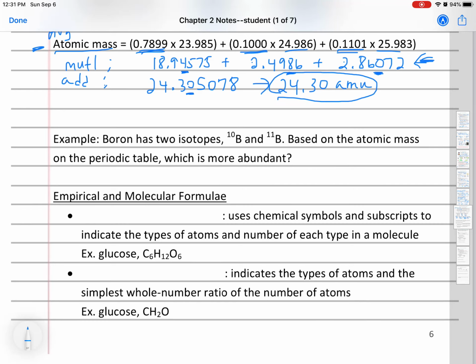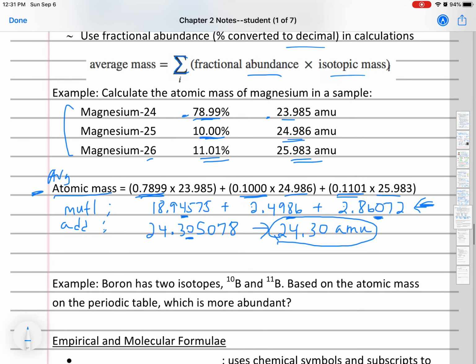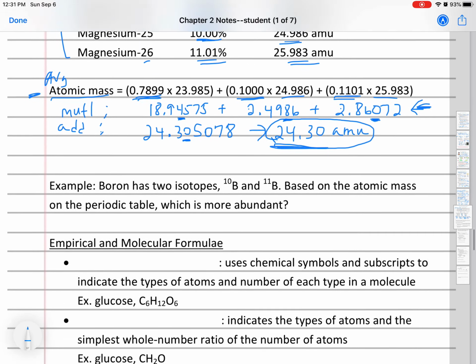So we have 2 isotopes. Well, actually, first, let me point out in this problem that we just did, another way to check ourselves, okay, is we've got an average mass of 24.3, which is very close to 24, all right, which makes sense because isotope 24 is the most abundant. So in a weighted average, the average will be very close to whichever one is most abundant.